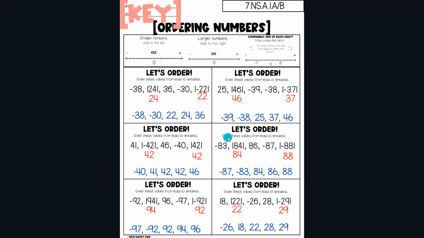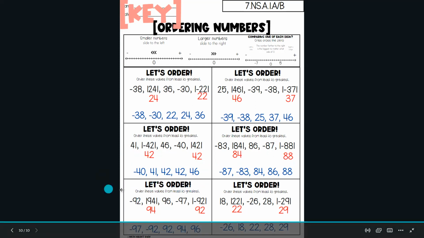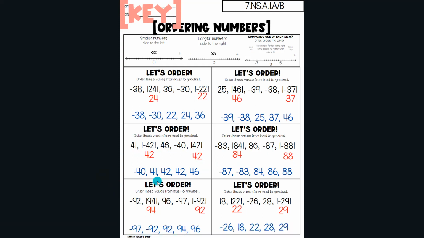Write your absolute values. Start with your negative answers. Negative 87, negative 83, 84, 86, 88. Absolute values first, starting negative, negative 97, negative 92, 92, 94, 96. And our last one, negative 26, 18, 22, 28, 29.